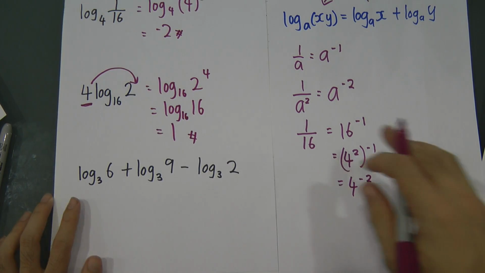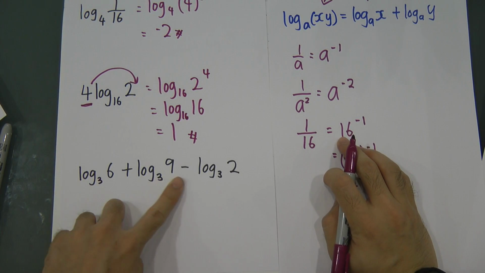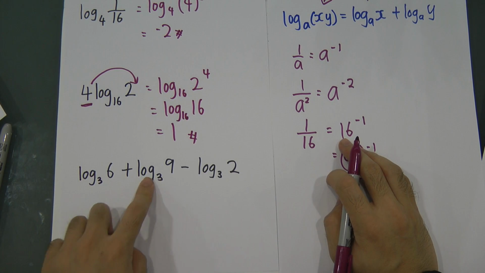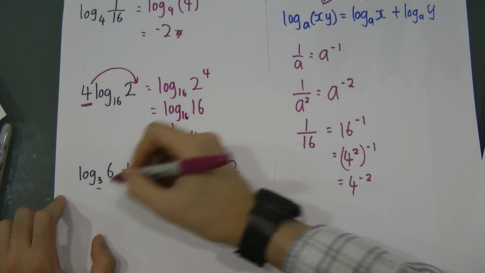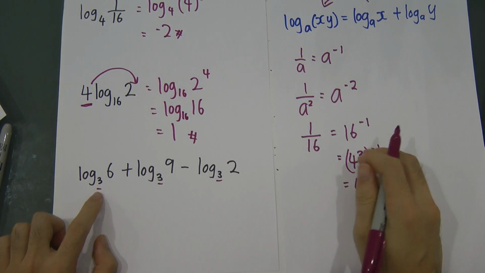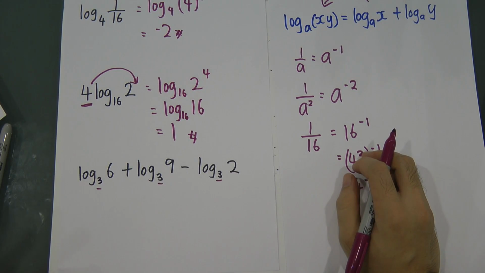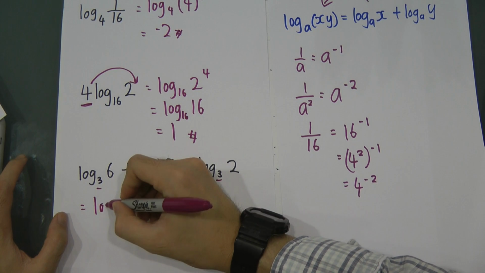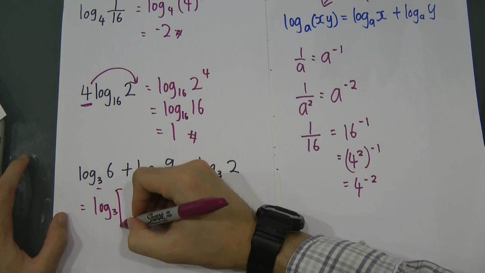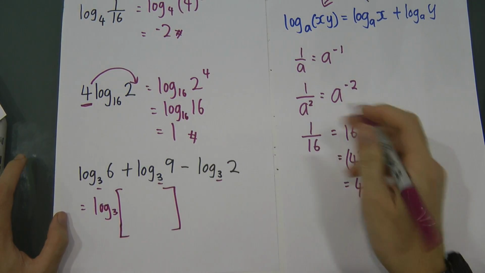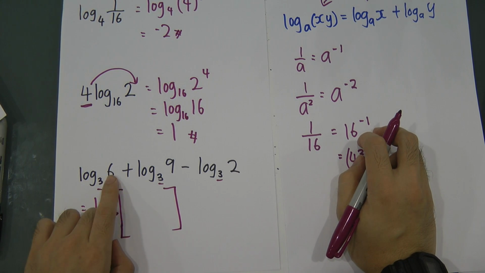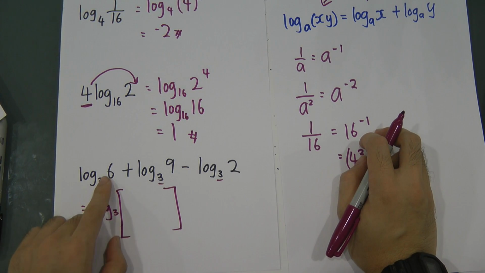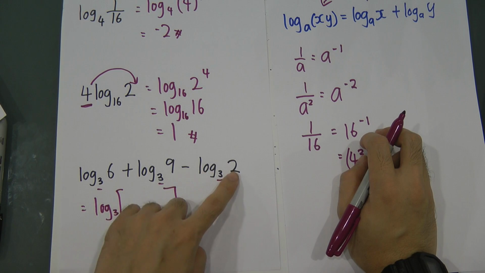Alright. And then for this one, okay, this one got plus and minus. And then you want to factorize out log 3, you have to make sure all is base 3. If they are different base, you cannot factorize all together because they are different. Alright, so if I factorize out log 3 from all of this one, what will happen over here is plus will become multiple, minus will become divide. So this one is 6 multiple 9 divide by 2.